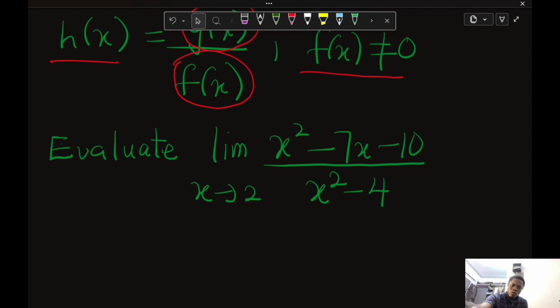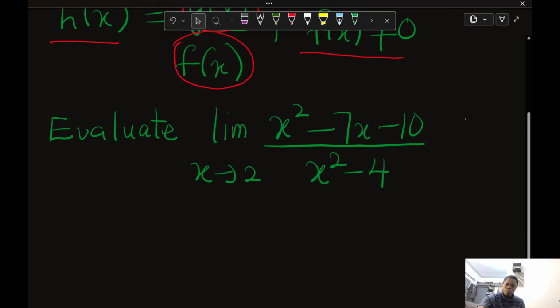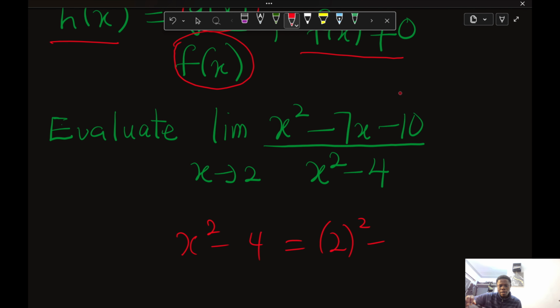So let us look at how best we can go about it. Let us look at the denominator. When you put 2 in place of the x in the denominator, let's take the denominator alone and see what will happen. It's going to be 2x minus 4, and this will be equal to 0. So when you substitute 2 into this function, it's going to make it undefined. So we need to factorize first before we can substitute the value of x into the function.